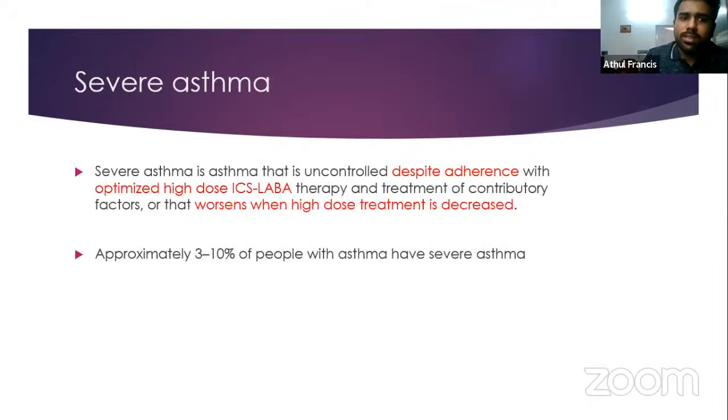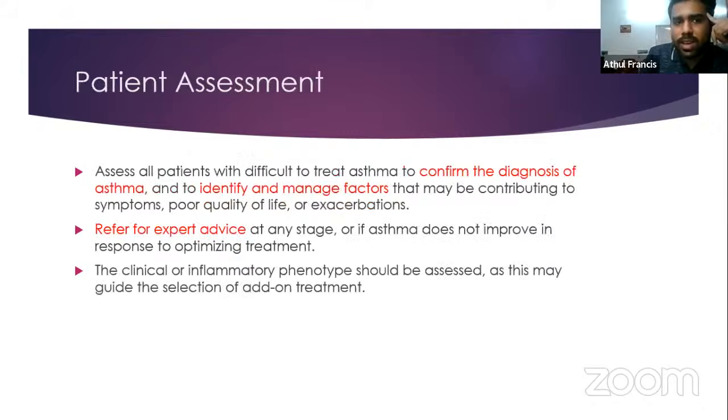Now, next is what we call severe asthma. Severe asthma means you are treated everything properly. You are given all the medicines. You are given an oral corticosteroid. You are given a high dose ICS LABA or ICS formoterol. Contributory factors are treated, or there are no contributory factors, and it worsens when the high dose treatment is decreased. That means the treatment is going at a very high level, but if you just reduce the treatment, the patient goes into worsening. And approximately 3 to 10% of patients with asthma have severe asthma.